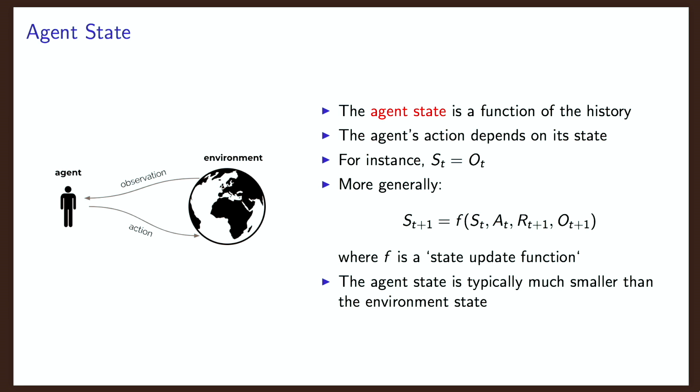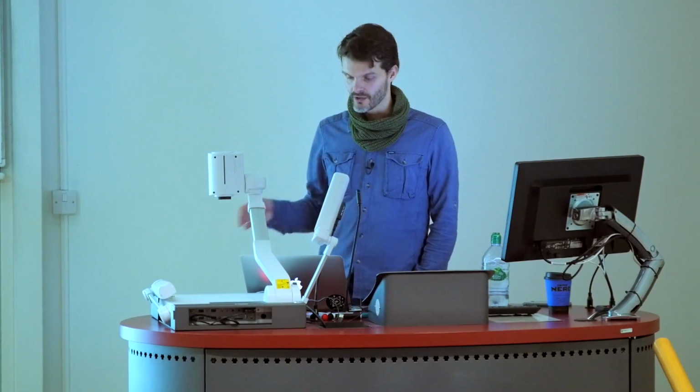But there are other things you could do. You could, for instance, keep the size of the state fixed rather than have it grow over time, as you would do with a history. Here, what I denoted with f is sometimes called the state update function. And it's an important notion that we'll get back to later. It's actually also a very active area of research. How do you create such a state update function that is useful for your agent, especially if you cannot just rely on your observations? So the agent state is typically much smaller than the environment state, and it's also typically much smaller than the full history, just because of computational reasons.